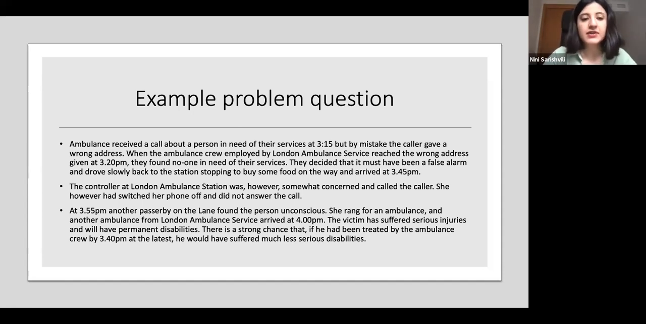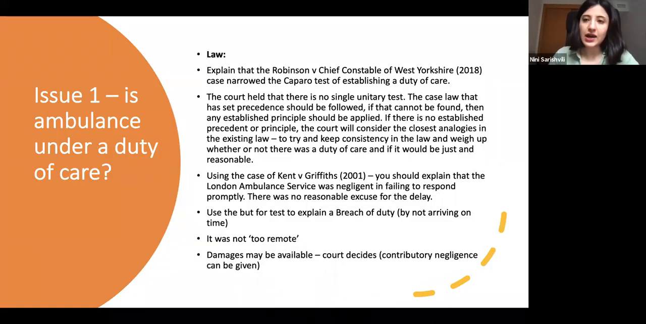At 3:55, another passerby on the street where the victim was saw the person and called the ambulance again, and that time the ambulance came, but it was quite late. There was a strong chance that if the victim had been treated by the ambulance crew after receiving the first call, serious disabilities would have been avoided. How should we answer this question? Firstly, we need to assess if the ambulance service is under a duty of care.